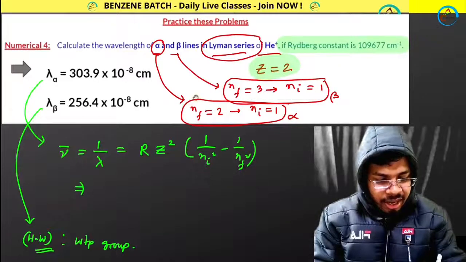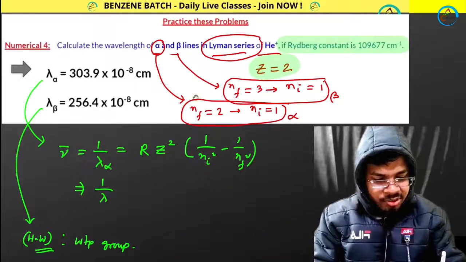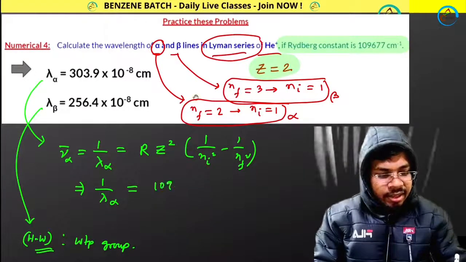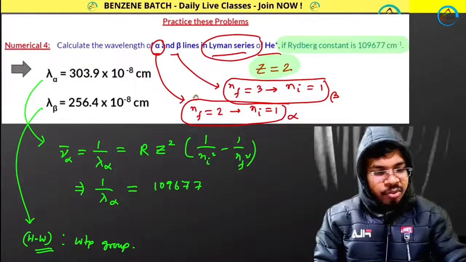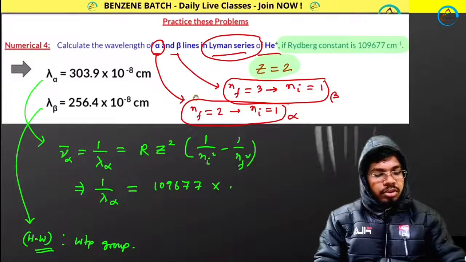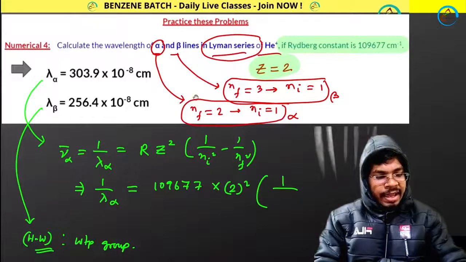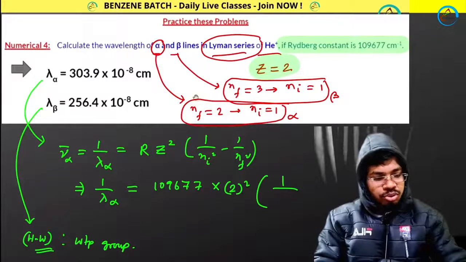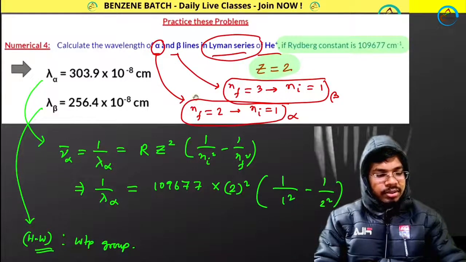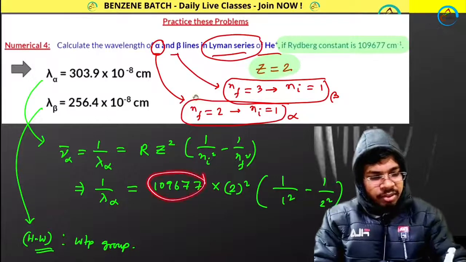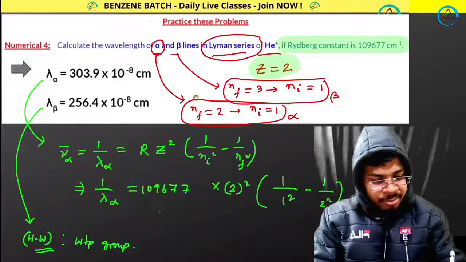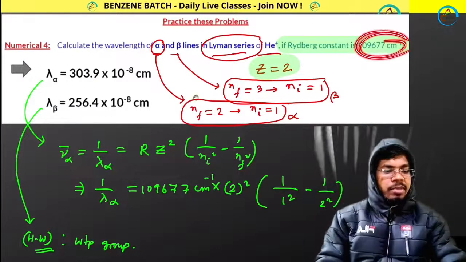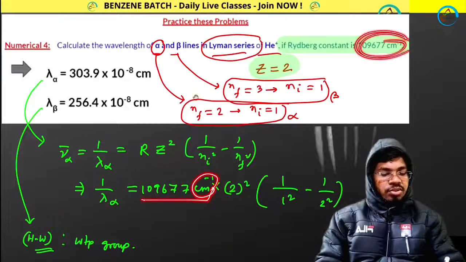So from here, 1 by lambda, I am calculating lambda alpha. Our 1 by lambda alpha equals R value, 109677. Z value for helium plus equals 2, so Z square. For alpha line, Ni value is 1 and Nf equals 2. So 1 by 1 square minus 1 by 2 square. And this R value will be in centimeter inverse. That means my lambda value will be in centimeter automatically. So your lambda value will be in centimeter.